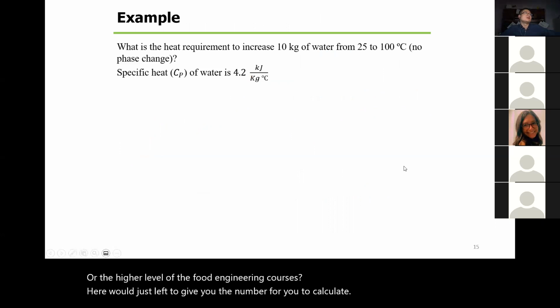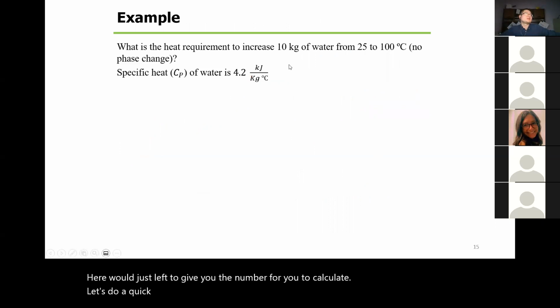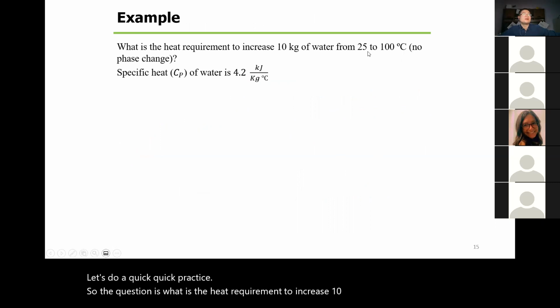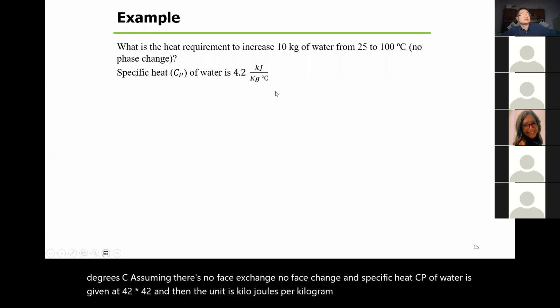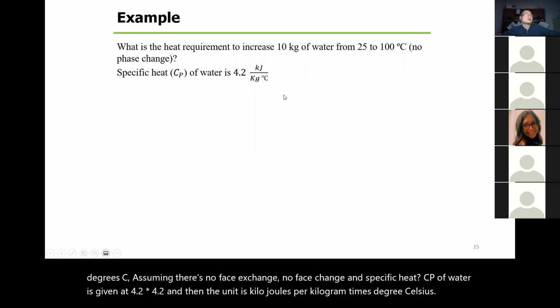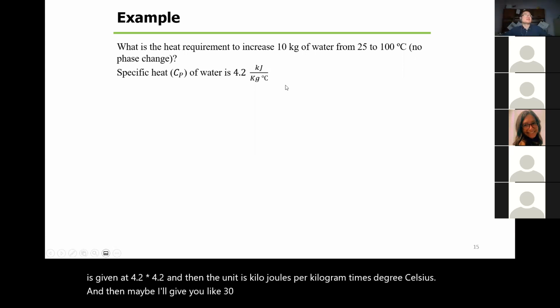Okay, let's do a quick practice. The question is, what is the heat requirement to increase 10 kilograms of water from 25 to 100 degrees C, assuming there's no phase change? The specific heat Cp of water is given as 4.2, and the unit is kilojoule per kilogram times degrees Celsius. Maybe I'll give you 30 seconds because this is quite straightforward. I guess many of you have learned it in physics.